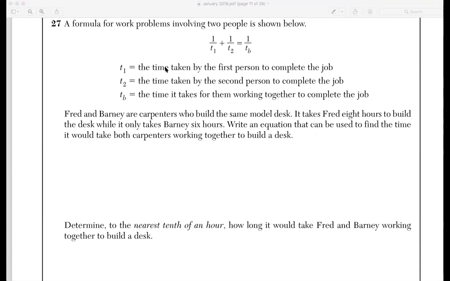So T1, the time it takes the first person to complete a job, well, that's 8 hours. T2, the time it takes the second person, that's 6. So we have 1/8 plus, just use what's given to you, 1/6 equals 1 over the total. This is what they want to know. Let's see, 8/6, 1/8, 8, 16, 24.